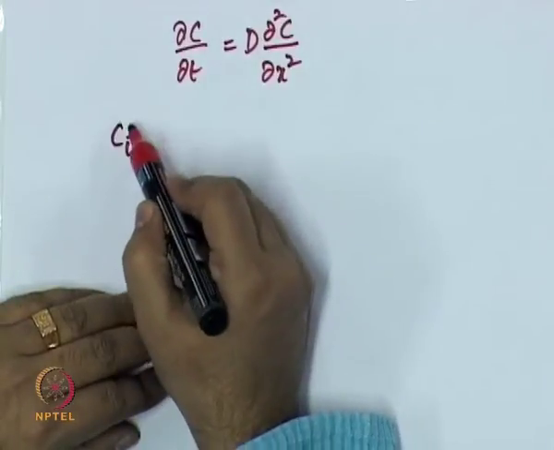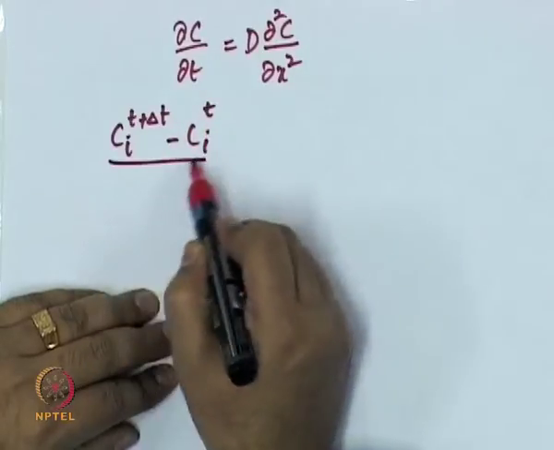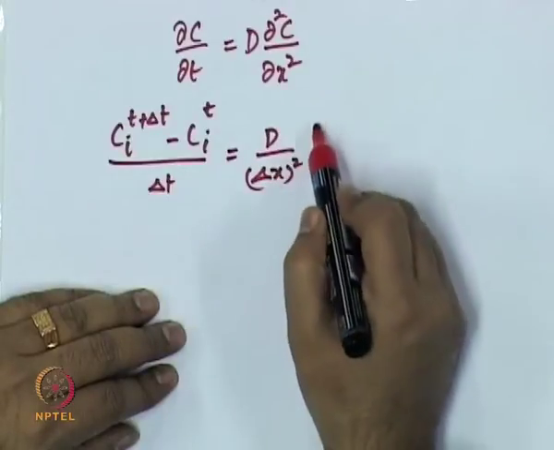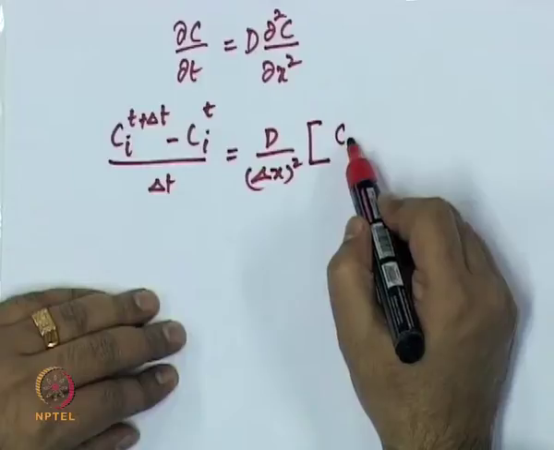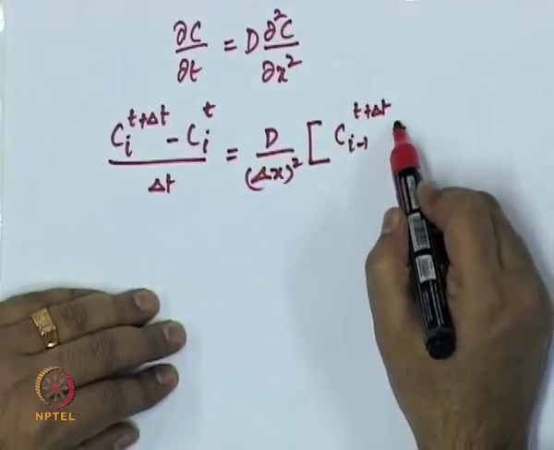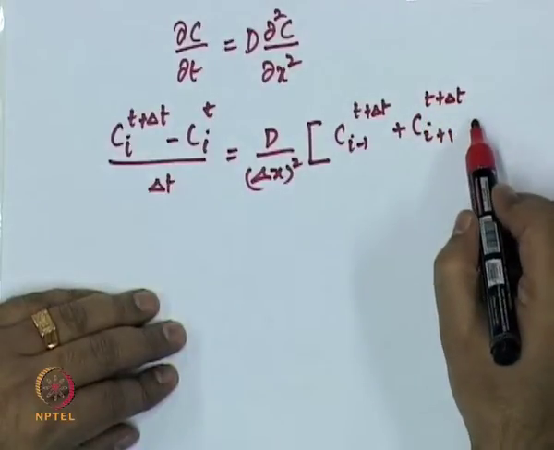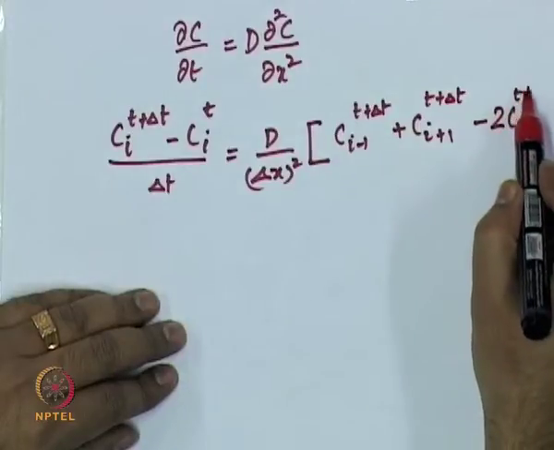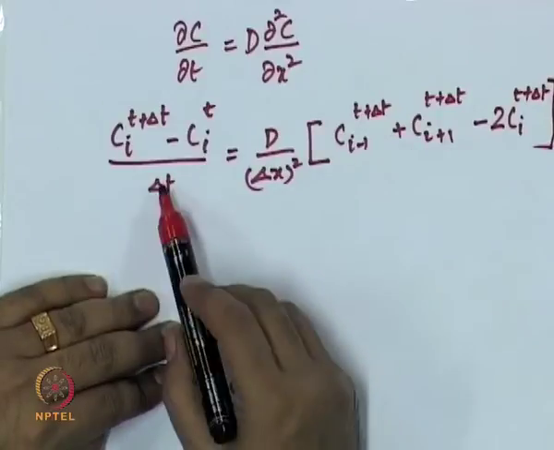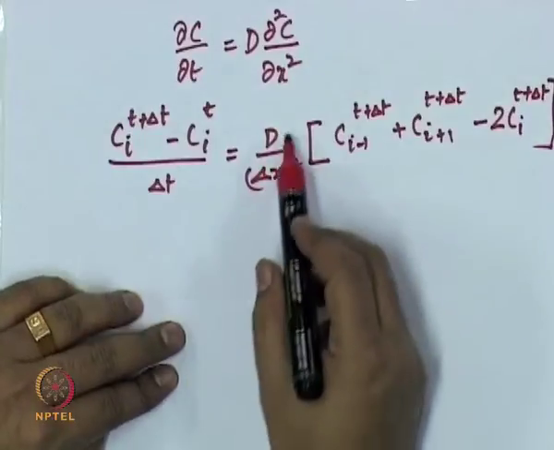How does that work? Ci at time t plus delta t minus Ci at time t divided by delta t is going to be equal to D by delta x squared, and then we have Ci minus 1 at t plus delta t plus Ci plus 1 at t plus delta t minus 2 Ci at t plus delta t. So, everything is at t plus delta t. So, that is why it becomes an implicit scheme. So, multiply delta t here by delta x squared, that quantity is what we are going to call alpha.